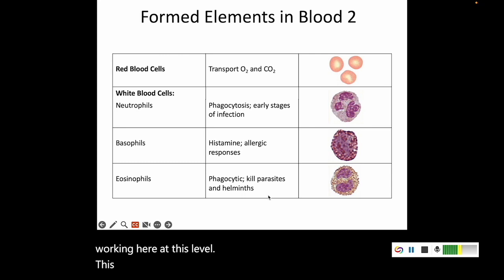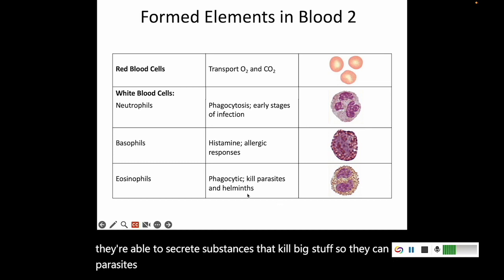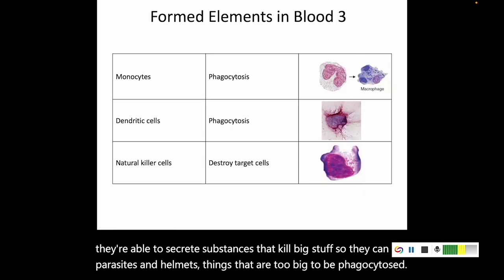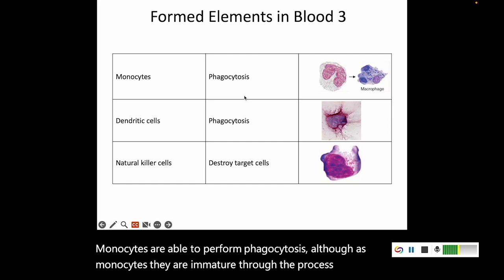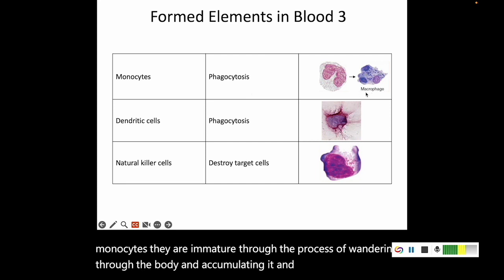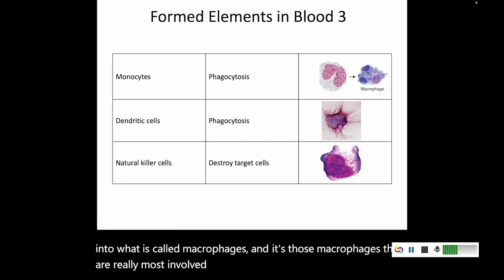Eosinophils are also phagocytic, but what we see mainly is that they're able to secrete substances that kill big stuff. So they can kill parasites and helminths, things that are too big to be phagocytosed. Monocytes are able to perform phagocytosis, although as monocytes they are immature. Through the process of wandering through the body and accumulating at infection, they will mature into what is called macrophages. And it's those macrophages that are really most involved in phagocytosis.